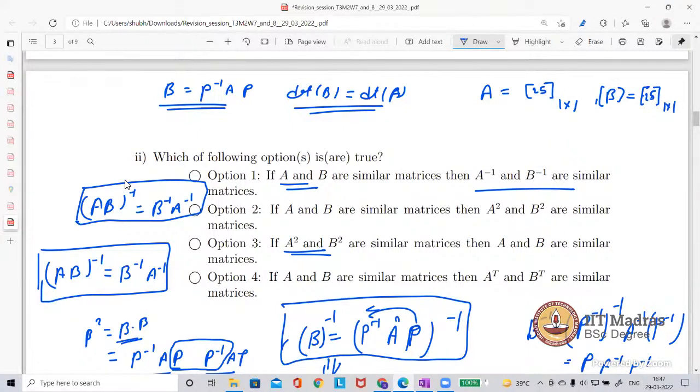What will be P here then? Both have the same determinant, and I'm saying these two are similar. Why are these two similar? They are of order 1 cross 1. What will be P here for this matrix A and B? P will be 1, right? Because it is the identity matrix of order 1. P inverse is also 1. So B equals 1 cross 1 times A, and we are getting A here.